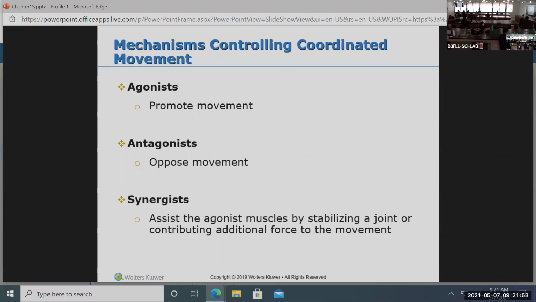If you look at synergistic, I'm going to give you an example. Again, we have biceps, we have brachialis, we have brachioradialis. Biceps is causing the flexion. Brachialis and brachioradialis are synergistically helping my biceps muscle for flexion. The main actor on the stage is the biceps. Supporting actors are brachioradialis and brachialis. Those are synergistic muscles.